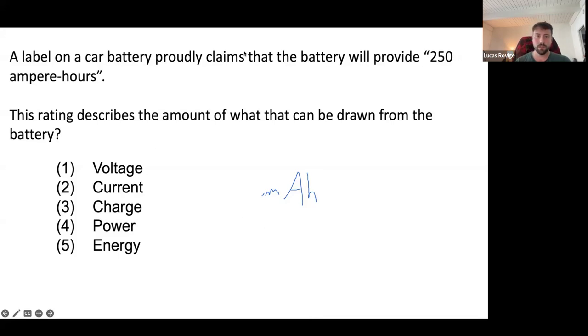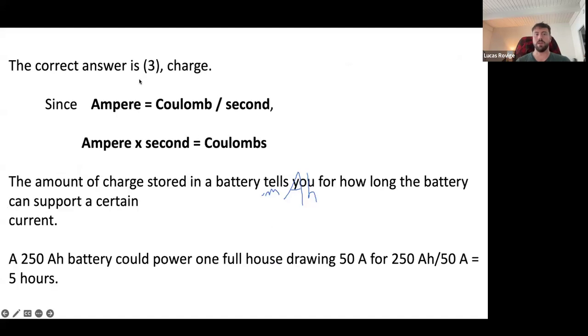All right. So the correct answer is number 3, it's the charge, because amperes are coulombs per second. So if you multiply by seconds, you just get coulombs. And so this tells you how long your battery can support a certain current. And that's interesting because typical use of your system is going to draw a constant current for a certain amount of time. And so if you store a certain amount of charge, after this amount of time your charge will be depleted and you have to recharge your battery.